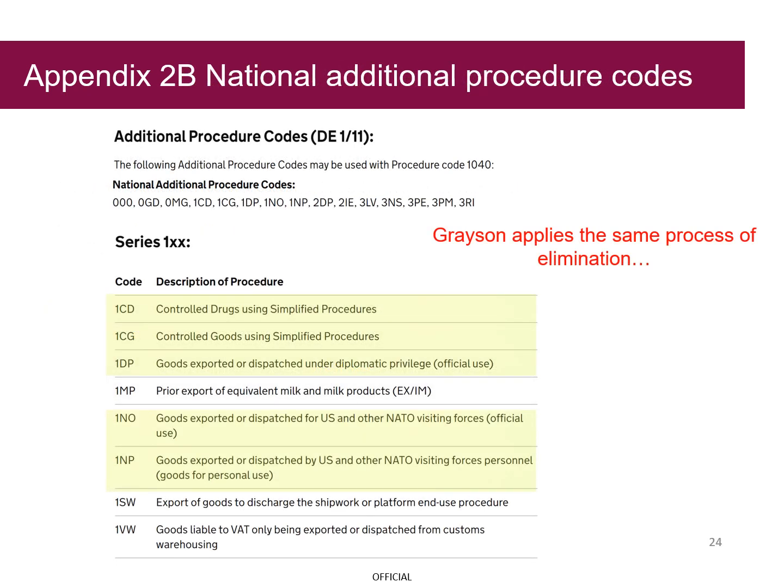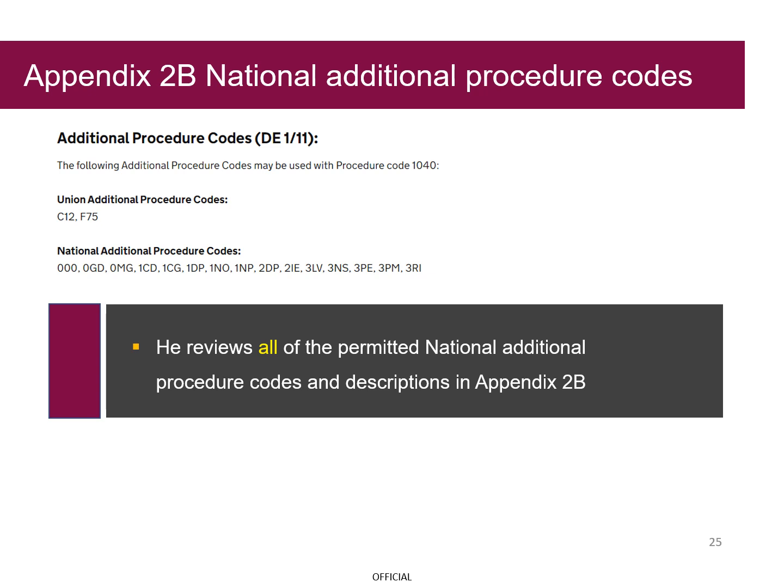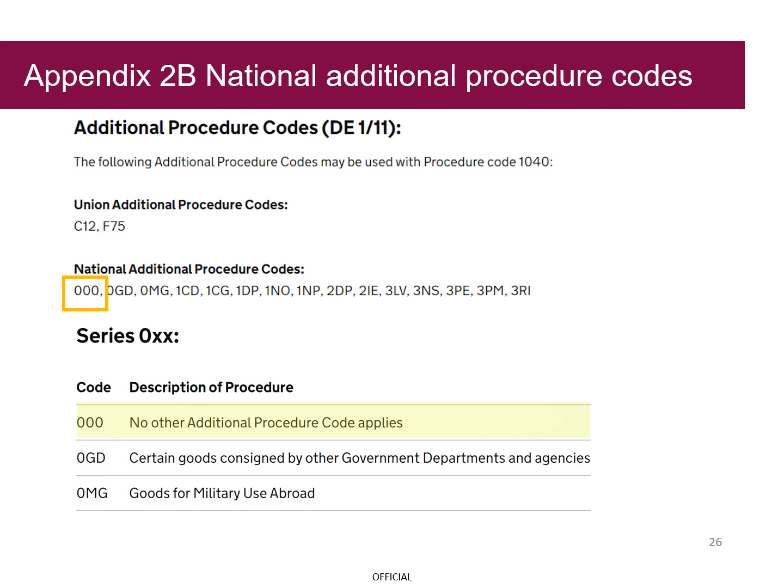He continues the same process of elimination for every permitted national additional procedure code in Appendix 2B. This includes consulting the individual National Additional Procedure Code guidance for the relevant National Additional Procedure Code. Grayson reviews all the permitted National Additional Procedure Codes and descriptions in Appendix 2B. The only code that his declaration relates to is 000, which is when no other additional procedure code applies.